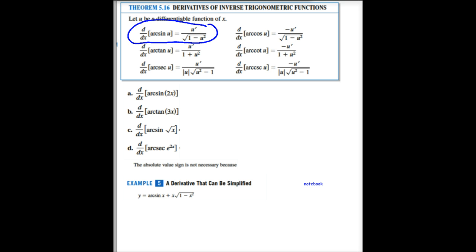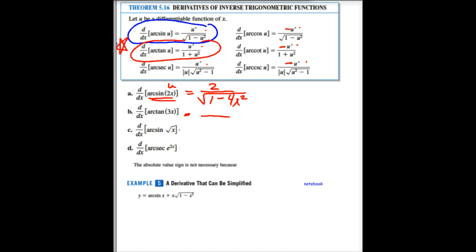So the first one, the derivative with respect to x of arcsine u is u prime, which would be 2, over the square root of 1 minus u squared, which would give me 4x squared. And one can be as easy as that. Arctan is this model. They all have u prime on the top, by the way. So for all of them, you take the derivative of that inside function. They all have the cofunctions being the opposite of the originals, so that's kind of nice. These are the two up here that if you were to see, it'd be one of these.